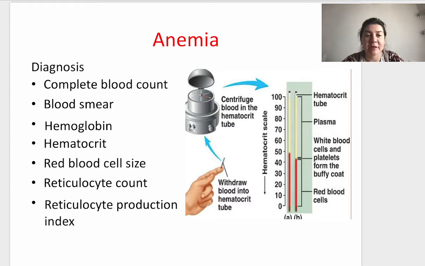Diagnosis is based on complete blood count. First of all, it is the simplest test that usually helps us diagnose anemia. Here we check blood smear, levels of hemoglobin, hematocrit, red blood cell size, reticulocyte count, reticulocyte production index.